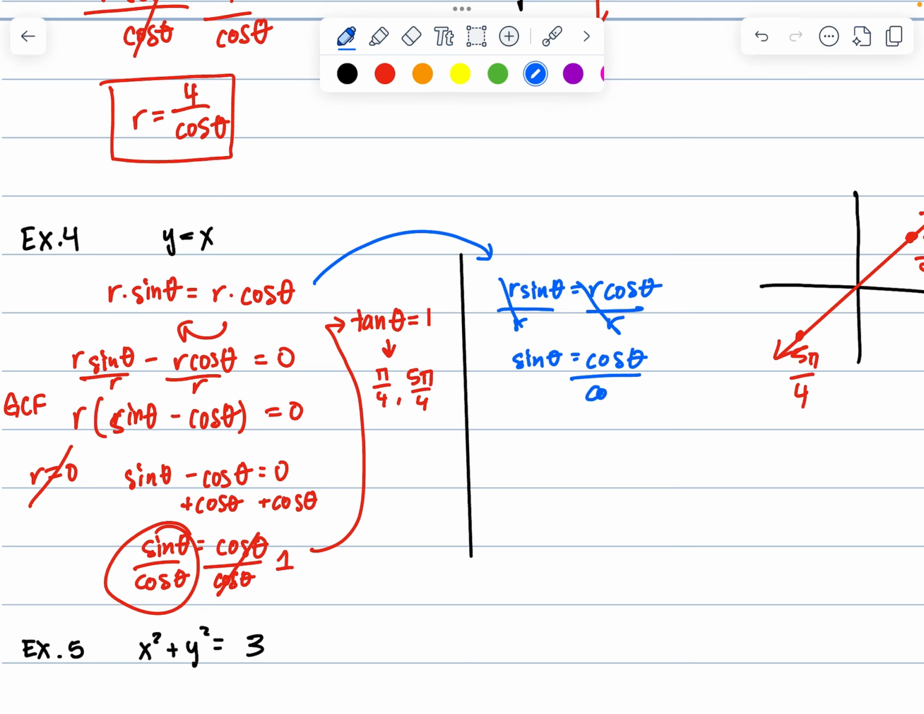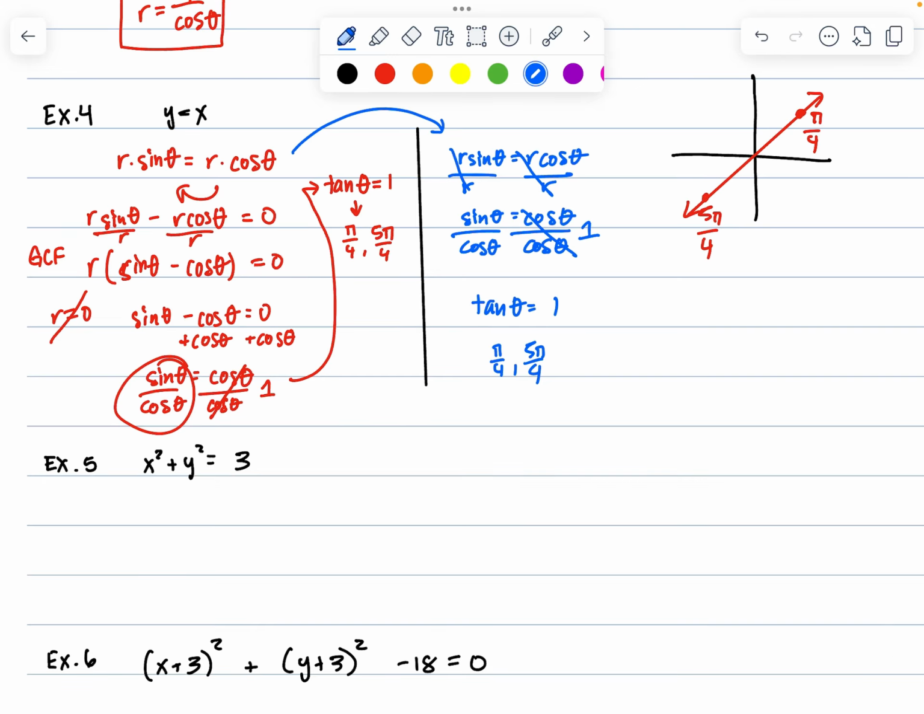You divide by cosine theta, you get 1 on the far right, because they cancel each other out. You get tangent theta is equal to 1, which gives the same answers. Pi over 4 and 5 pi over 4.